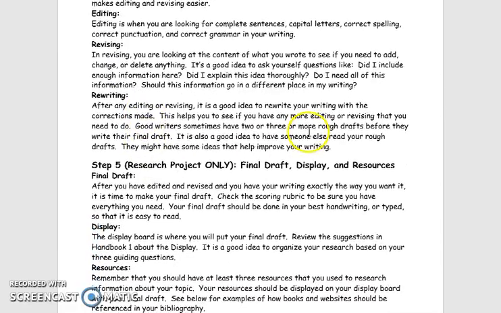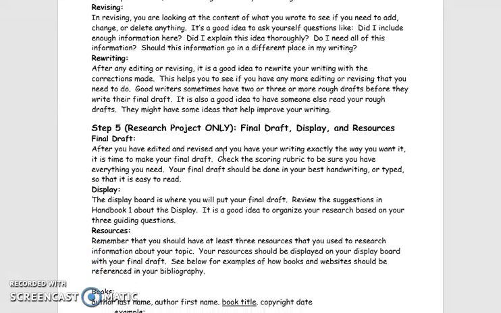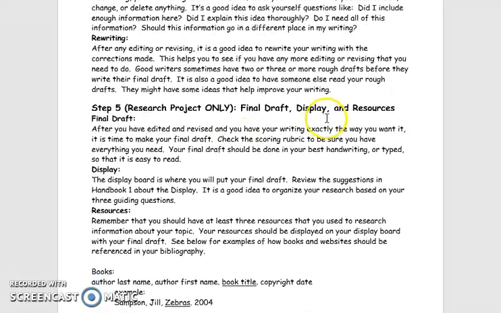It's always a good idea to rewrite your writing with the corrections made so that you have a second rough draft. And good writers sometimes have 2 or 3 or more rough drafts before they write their final draft. And it's always a good idea to have someone else read your rough drafts. They might have some ideas to help you improve your writing. Once you've got your writing just how you want it, you're ready for your final draft and getting ready for your display.